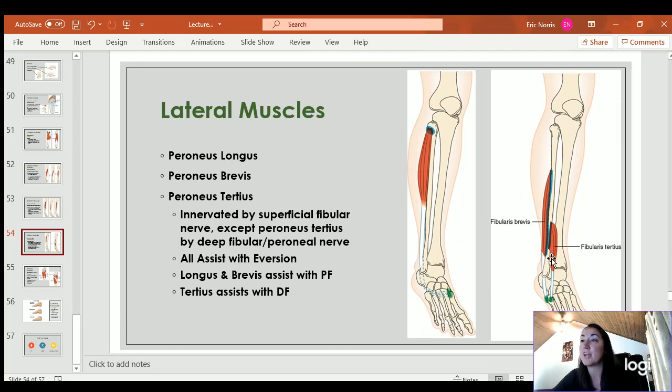fibular nerve and the peroneal nerve. It's interesting. The littlest one needs 2 nerves. That's what it decided to do. All assist with eversion. Longus and brevis, these 2 also assist with plantar flexion based on the way that they are attached. See, they are attached behind, so they assist with plantar flexion. Tertius is attached in front and assists with dorsiflexion.